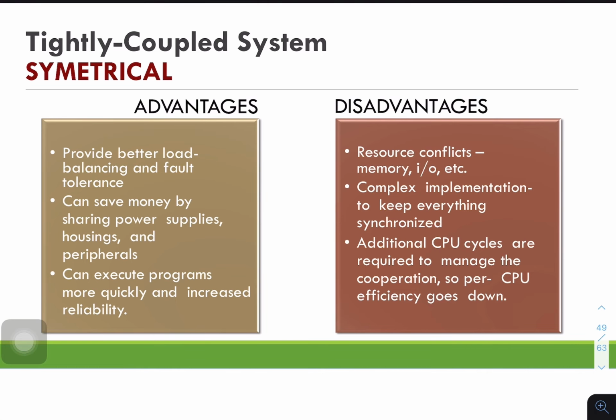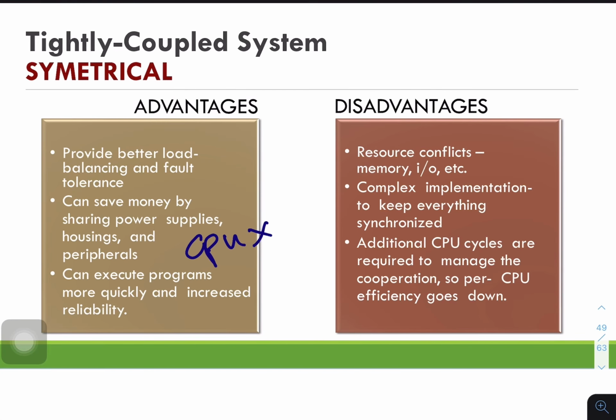Okay, jadi advantage boleh tengok kat sini lah. Advantage to provide better load balancing. Can save money by sharing power supplies and so on. Can execute program more quickly and increase the reliability. So maknanya untuk symmetrical, ianya lebih reliable because bila satu CPU fails, the other CPU will not fail. Okay, sebab dia menggunakan route yang berbeza. Jadi dia tak kacau. Kalau ada 3 CPU, so satu CPU fail, lagi 2 masih lagi boleh berfungsi.